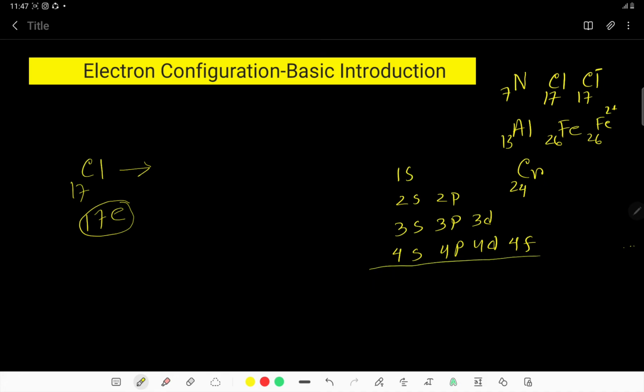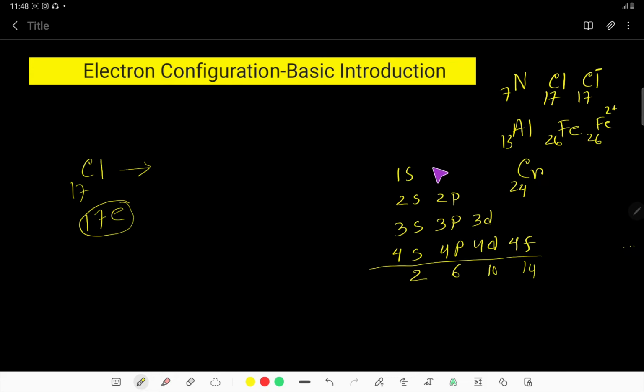Right? You know that the s sublevel can hold a maximum of 2 electrons, the p sublevel can hold 6 electrons, the d sublevel can hold a maximum of 10 electrons, and the f sublevel can hold a maximum of 14 electrons. Actually, I will show you two methods to write the electron configuration of an element. I think the second method will be very attractive to you.